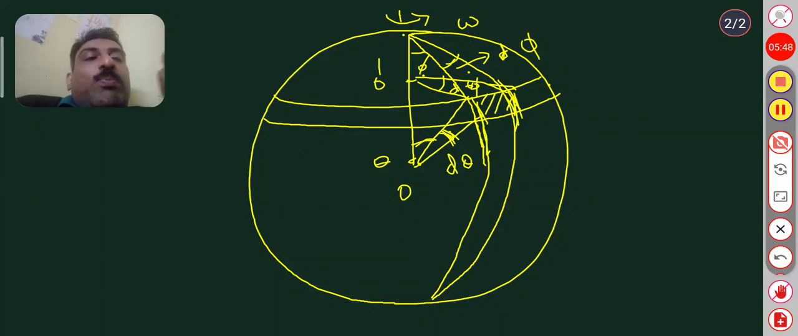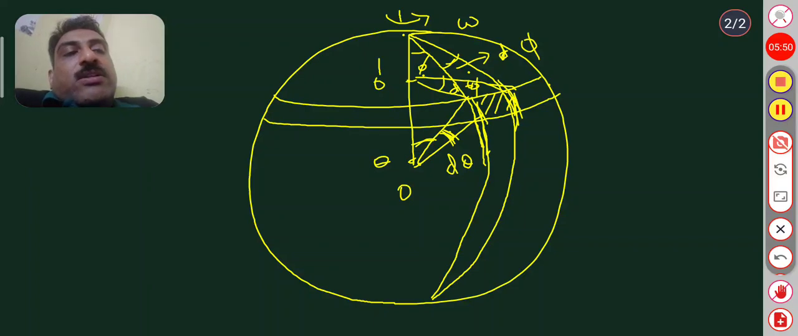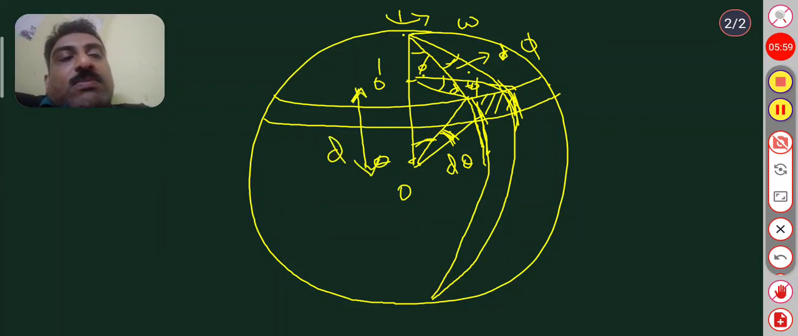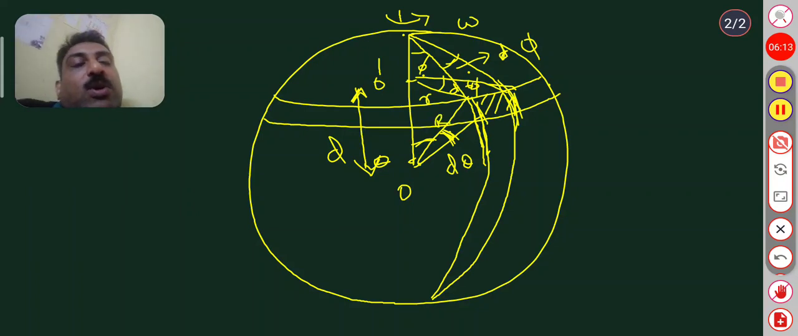Now, this distance from the center of the ring to the center of the sphere, I call it small d. The radius of this ring I call small r, and the radius of the sphere is capital R. Now this angle is a right angle, 90 degrees, isn't it?